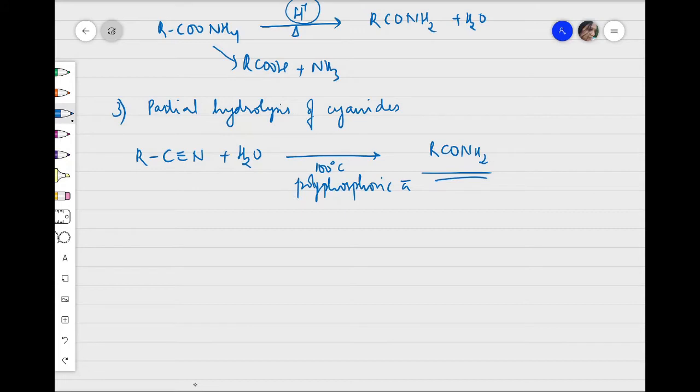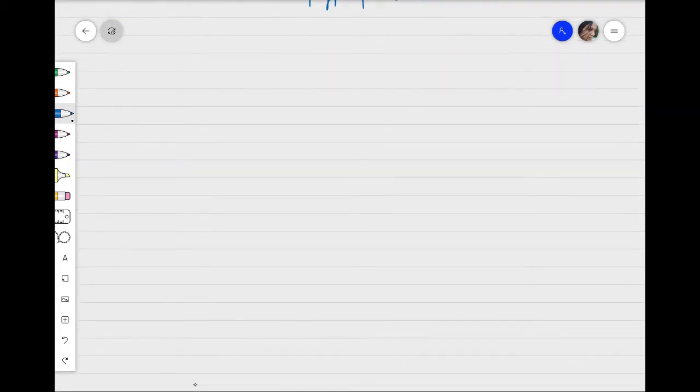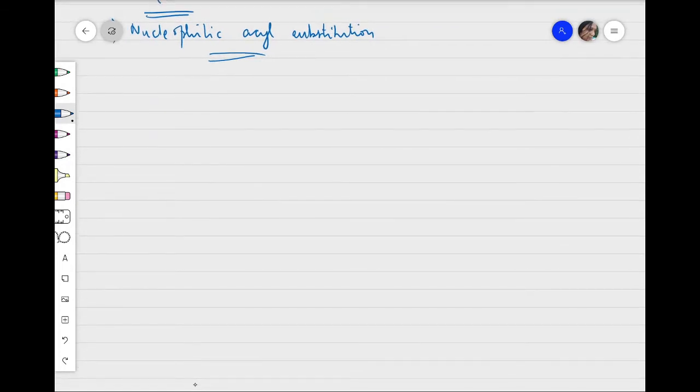So that's all about the preparation, and now let's have a look into the various reactions that we see. As with all that we have done, we discuss the nucleophilic acyl substitution. Now you will see that when compared to your acid chlorides and anhydrides, you can see the structure here.